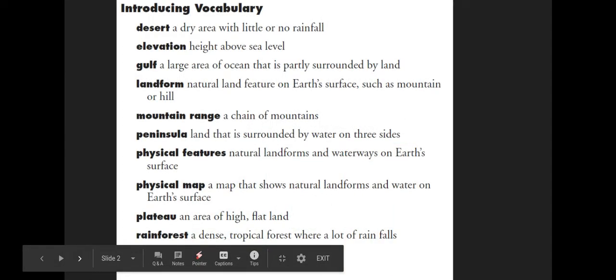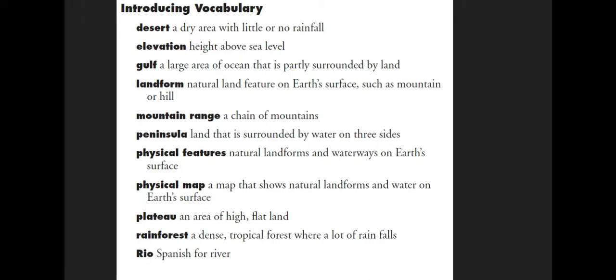There's some vocabulary that you're going to want to be familiar with, so I've added it to our slideshow so you know what to look for in case you get stuck and you need some help. Words like peninsula, land area that is surrounded by water on three sides, like the state of Florida. Physical map is simply a map that shows all those natural landforms from Mother Nature, mountains, deserts, peninsulas, and of course, waterways that are on our surface.